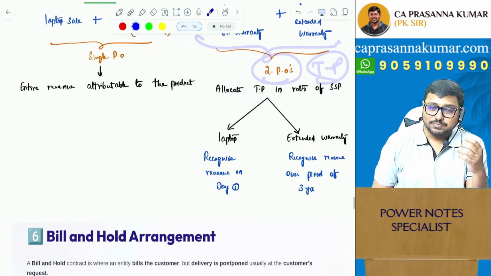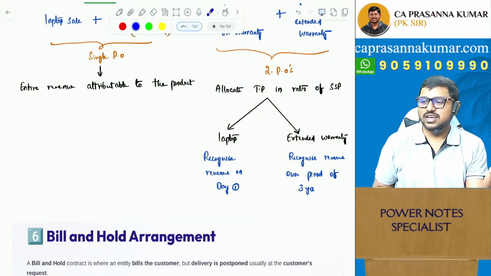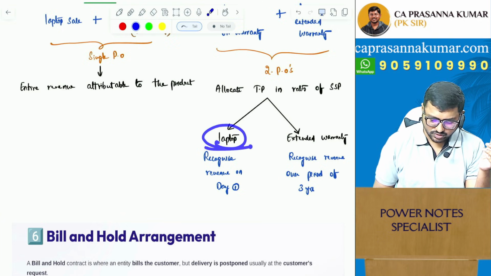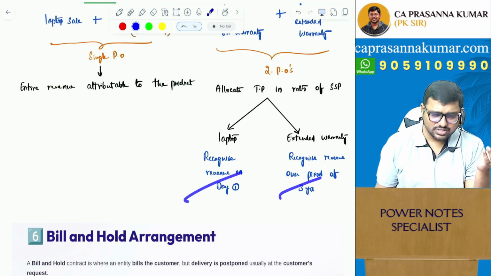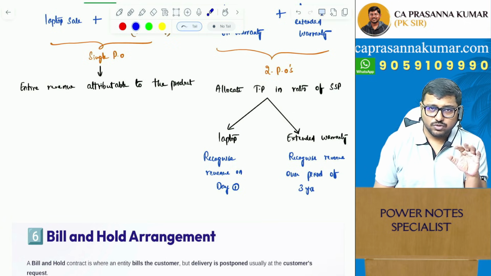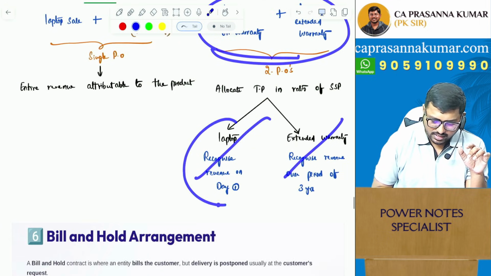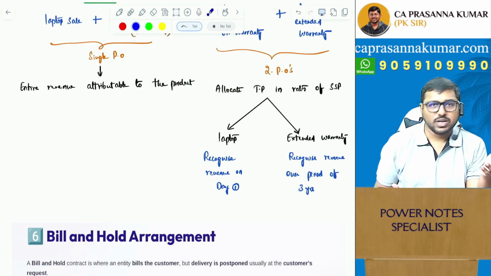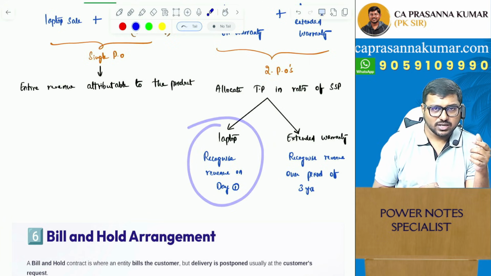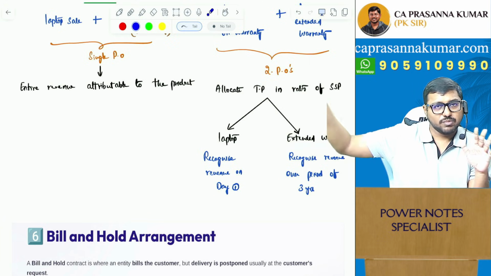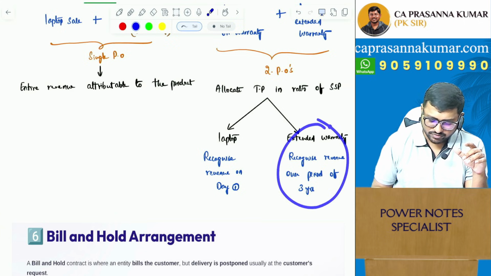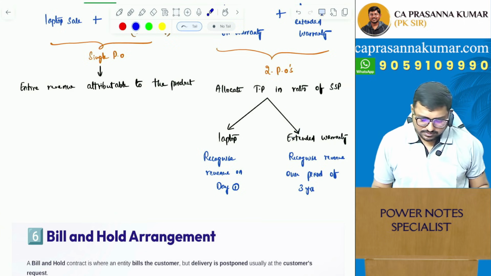Now the question is, in what ratio will you allocate? We have already studied that in step 4. Allocate the total transaction price in the ratio of SSPs. So find out the SSP, standalone selling price, of the laptop and extended warranty. In that ratio, you just allocate. Once you are done with the allocation of the total transaction price, which you have paid for both the laptop as well as extended warranty, the laptop's transfer of control happened on day one itself. Therefore, on day one itself revenue will be recognized. Whereas for extended warranty, it will happen over a period of time. Therefore, you need to recognize that revenue over a period of 3 years. Simple. That's all. Got it?